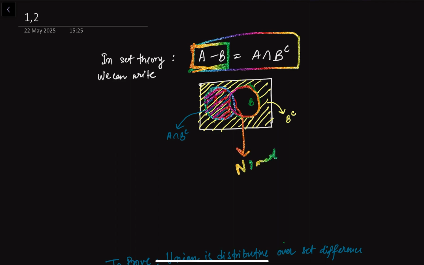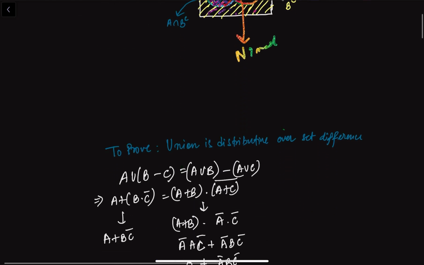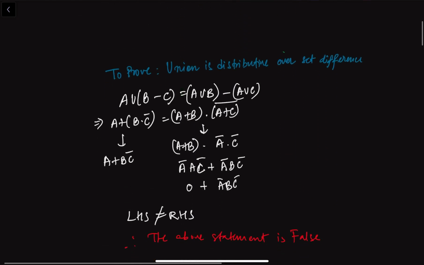So what we're going to do is take B complement, which means anything which is not B, which is the entire set except B, and we will intersect it with A. Now we will get this part, A intersection B complement. Now let's move on to the next topic.